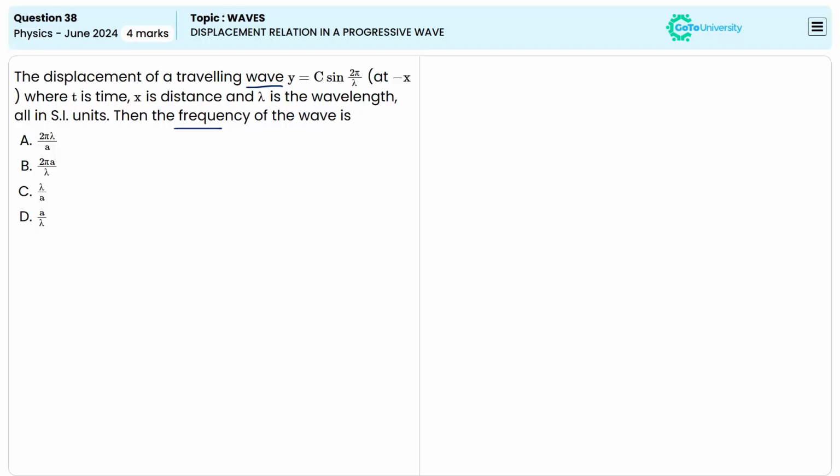What is the value of frequency of a wave, whereas the displacement equation is given as y is equal to c sin 2π divided by λ times (at minus x)? It's known that the general displacement expression of a wave can be written as y is equal to a sin(ωt minus kx).